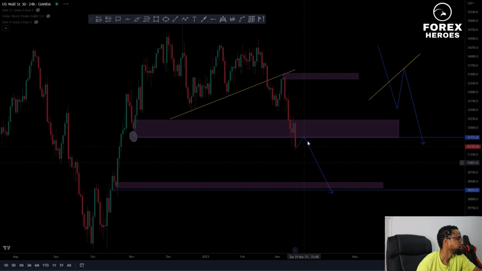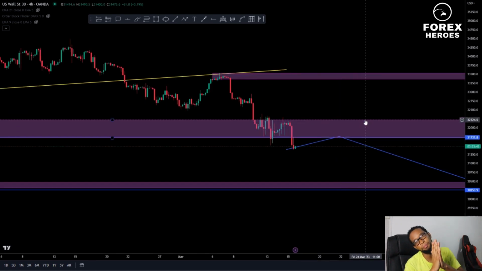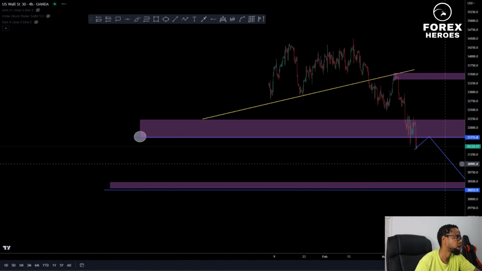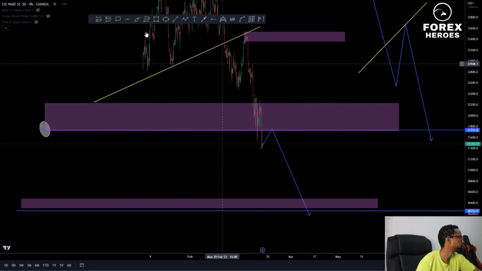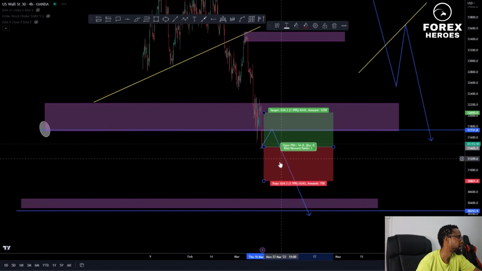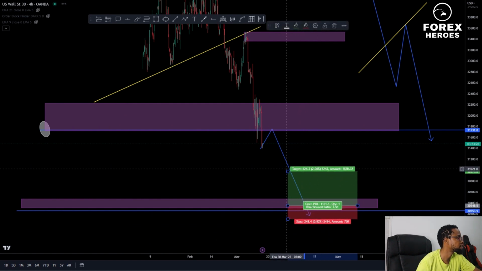So let me go to 4 hour. As I go down to 4 hour, make sure guys you are able to understand what I'm explaining to you. The most important thing is understanding the market, the market structure and the nature of the market. So now I can see that we are below here. There's no point for me to say I'm gonna buy. I'm only gonna buy when we reach this point, because now I would say we've reached our demand.